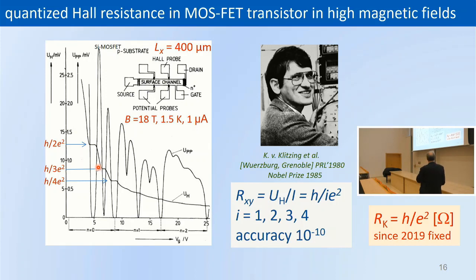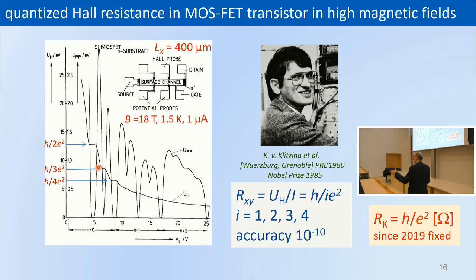And later it was shown that this accuracy is of the order of 10 to the minus 10 in the case of the quantum Hall effect. Therefore, having such a device, it was possible to say that elementary constants are fundamental constants, and to fix now this resistance. It is not measured in this plateau region with some accuracy, but it is set under a defined condition.